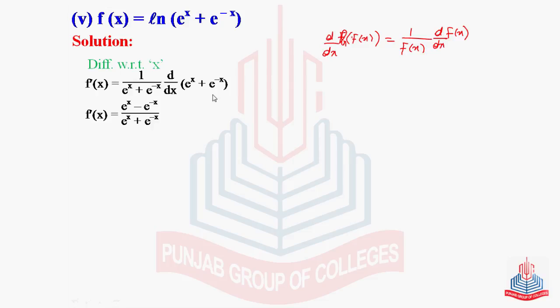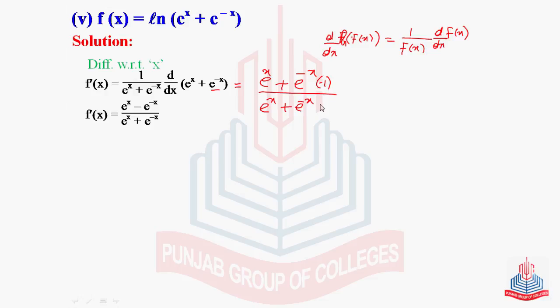So this denominator will be as it is, e raised to the power x plus e raised to the power minus x. When we apply the derivative, the derivative of e raised to the power x will be e raised to the power x, plus the derivative of e raised to the power minus x, which is e raised to the power minus x times the derivative of minus x, that is minus 1 by using this formula, and the denominator is e raised to the power x plus e raised to the power minus x.